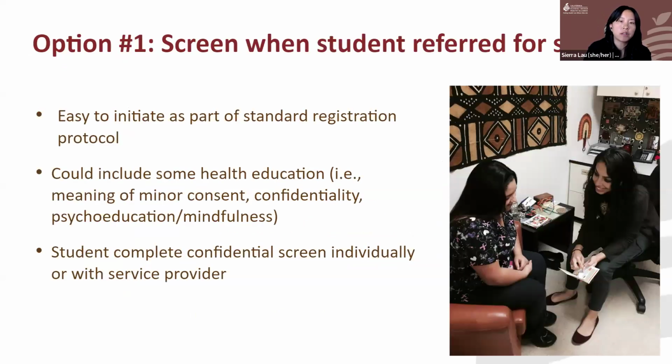All right, option number one, screening when students are referred for services. This is if a young person is coming into the school-based health and wellness center, registering, and oftentimes this is part of the registration packet. This is more individual level. Sang was talking about population level screening. I would say this one is more of an example of individual level screening. It becomes a standard part of the registration protocol. It usually includes some health education after they fill out the registration and screening forms. They would meet with a provider, and the provider could talk with them if there are any areas that need to be further discussed. So they would meet individually with the service provider.